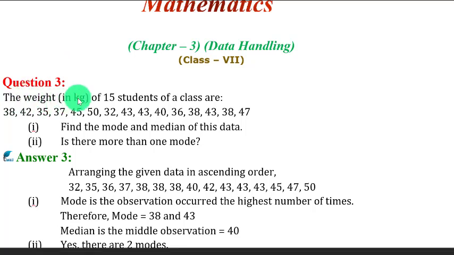The weight in kg of 15 students of a class are 38, 42, 35, 37, 45, 50, 32, 43, 43, 40, 36, 38, 43, 38, 47. Find the mode and median of this data. Second question, is there more than one mode?